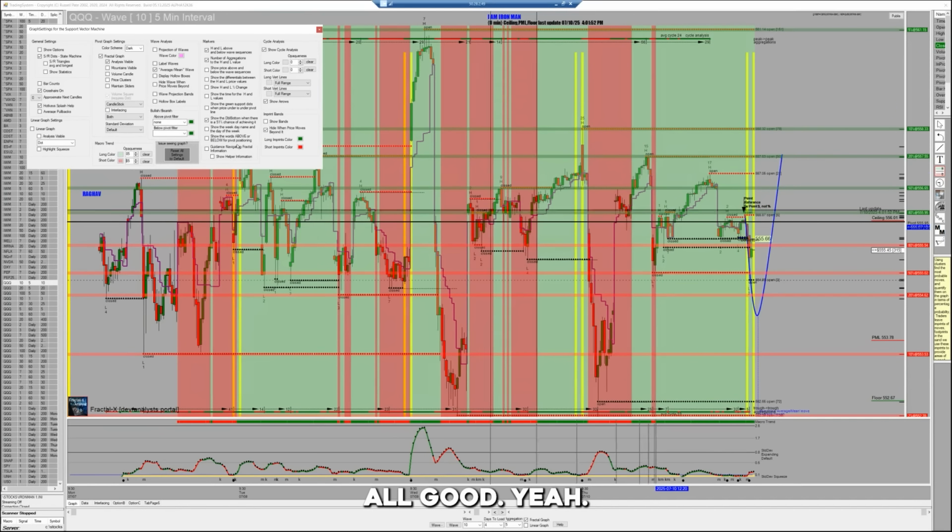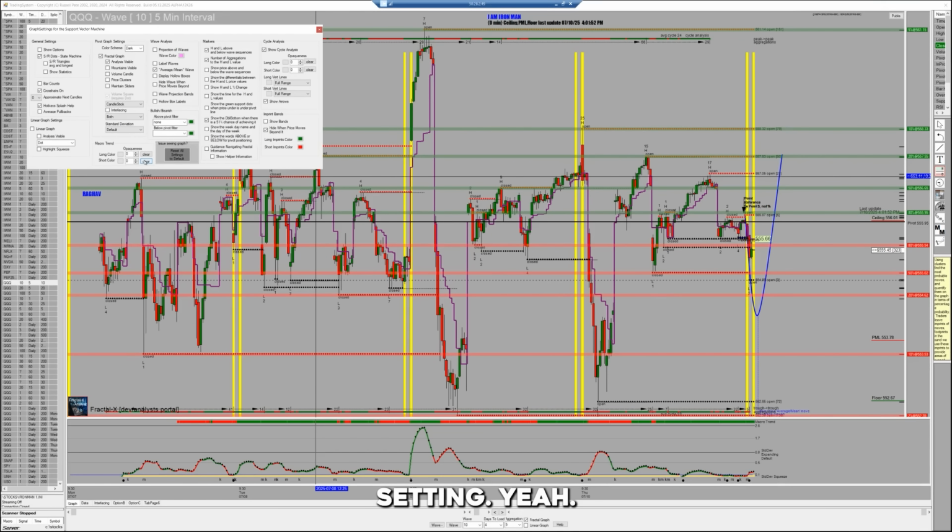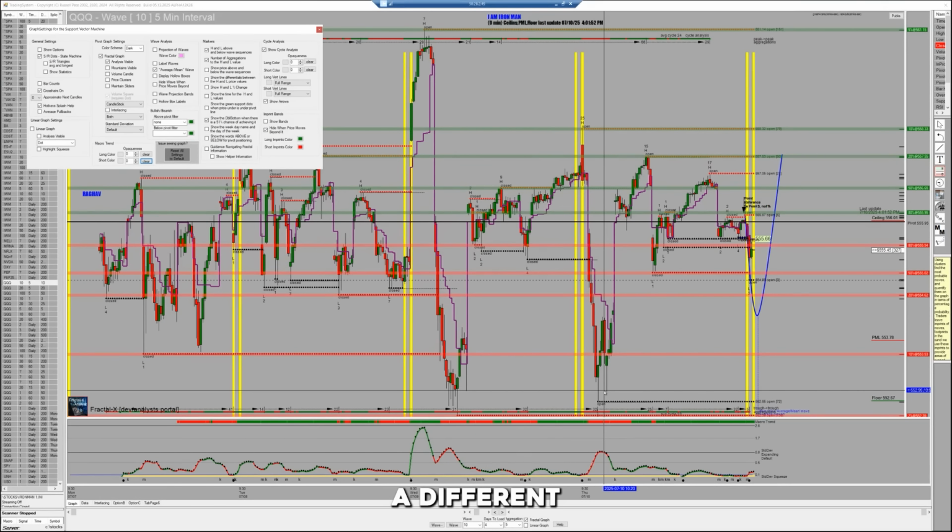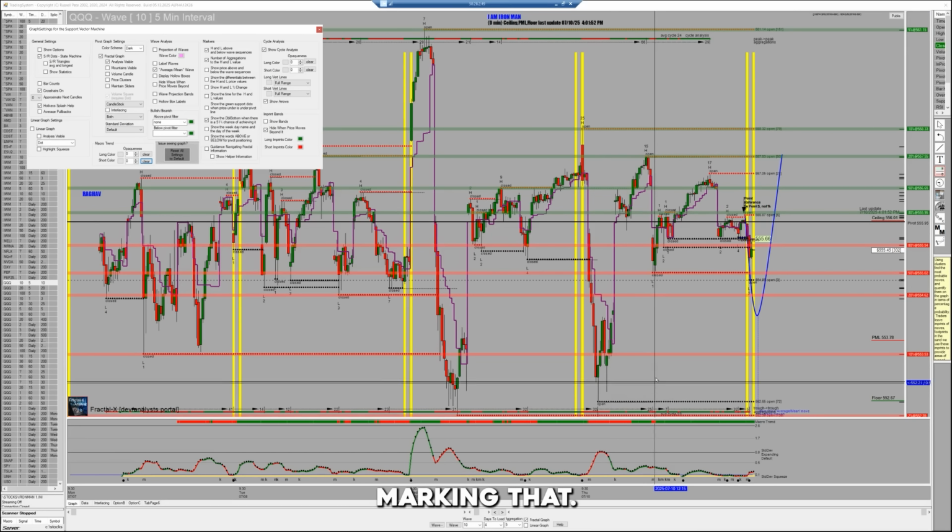Yeah, perfect. All good. That's in the macro trend setting. So it's matching the macro trend, basically. It's not a whole new feature. Whatever macro trend you have right here, it's just marking that.